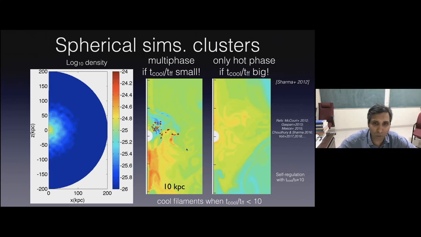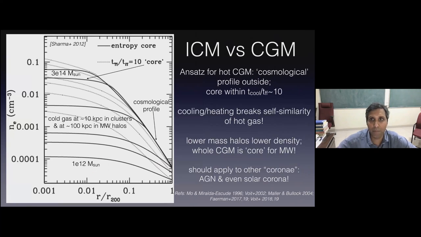And otherwise, what would happen is this gas would become multi-phase and result in condensation, and these cold clouds would slowly fall towards the center over the free fall time and give rise to feedback fueled by cold gas. Now, this is actually a very, very simple experiment, but it has far-reaching consequences. So this suggests an ansatz for the state of the hot CGM.